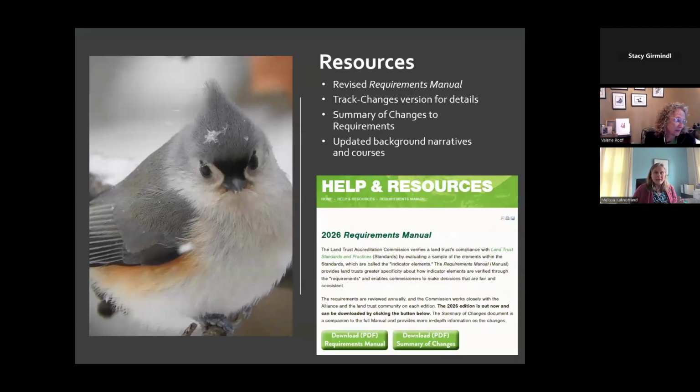So before we get launched, we want to make sure that you're all aware of what resources are available for land trusts. I'll make sure Valerie jumps in and drops in some of those links, so you know how to get to our resources, if you haven't been actively highlighting and marking up your copy of your requirements manual like I do.